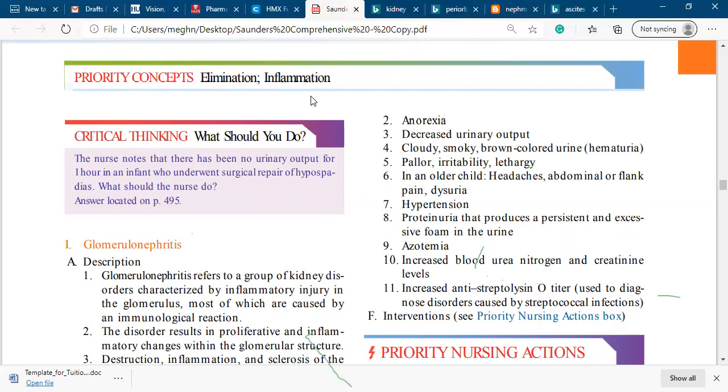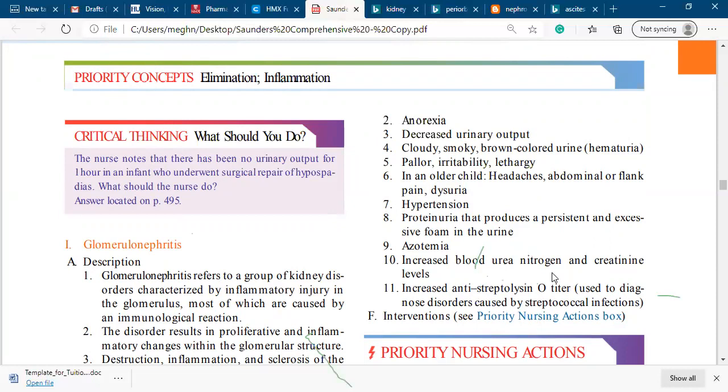Also, we said if a patient has a kidney problem because of glomerulonephritis, nitrogen products do not expel from the body. When nitrogenous substances increase in the blood, this is called azotemia. So here the blood urea nitrogen and creatinine levels increase. The kidney function tests are creatinine and urea nitrogen level. They indicate whether the kidney is functioning or not.